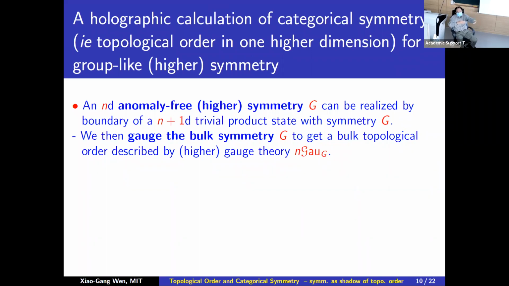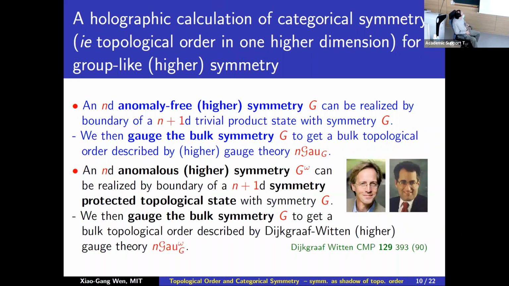The bulk has a very high energy gap. Then we gauge the bulk, and the boundary may have low energy while the bulk has high energy. So the low energy effectively only involves the boundary, and this boundary theory will be the symmetric theory we are interested in. And this bulk gauge theory, or bulk topological order, or bulk TQFT, is the so-called categorical symmetry.